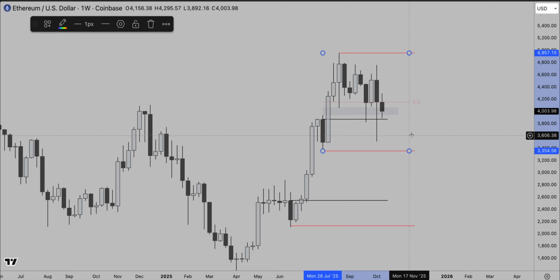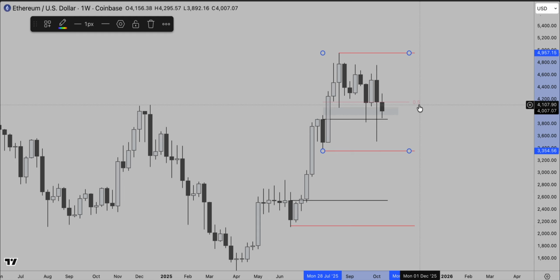This is known as the discount side of your dealing range, and anything above the 50% or 0.5 level to 1 is your premium side of the dealing range. So we want to look for long position entries in the discount side, and we want to look for short positions in the premium side. Therefore, I am looking for entries only when price comes into this region down here.